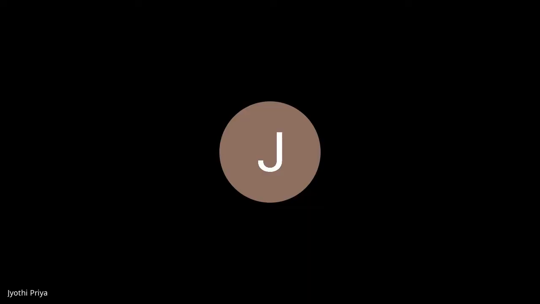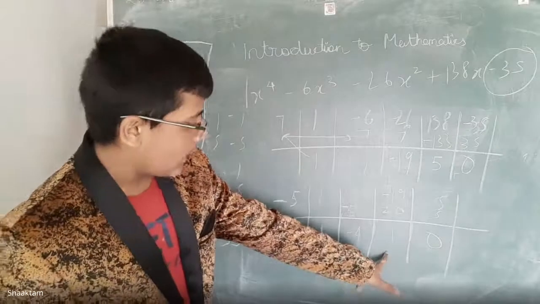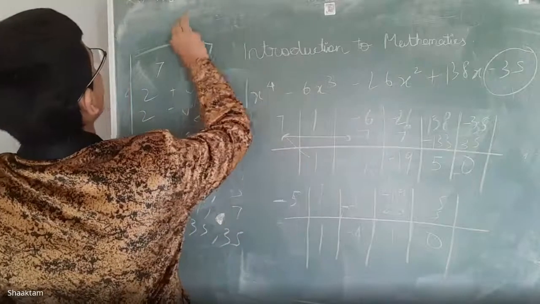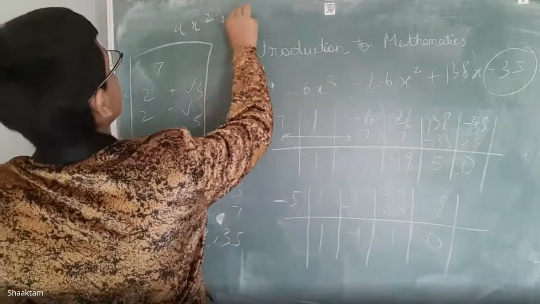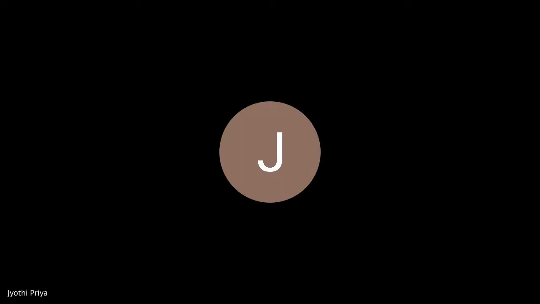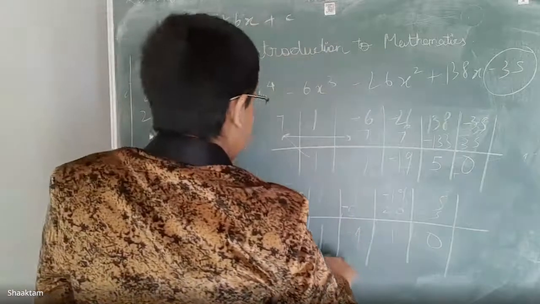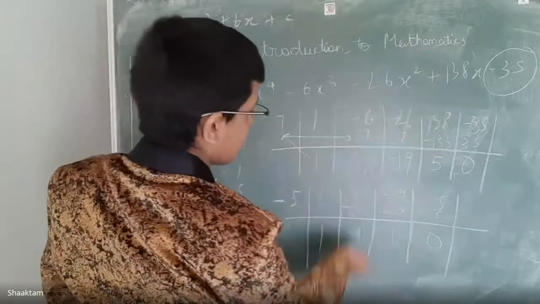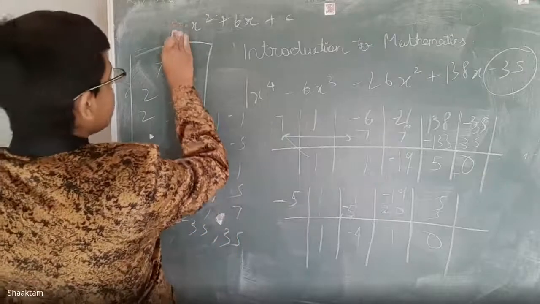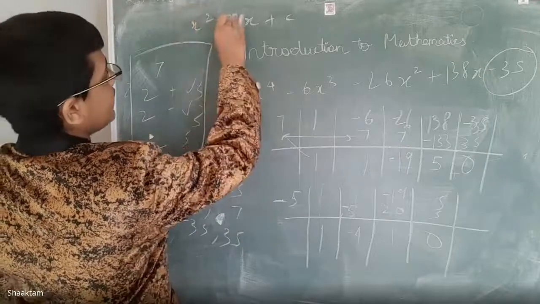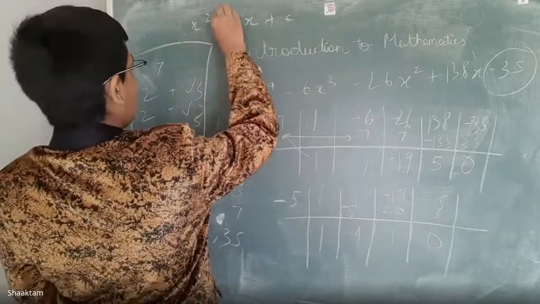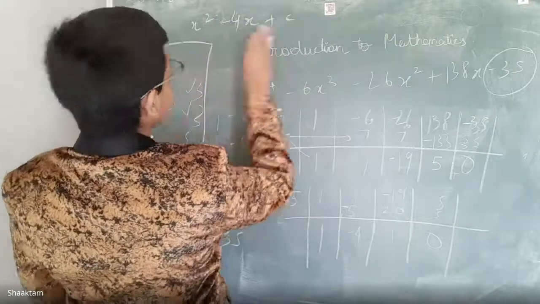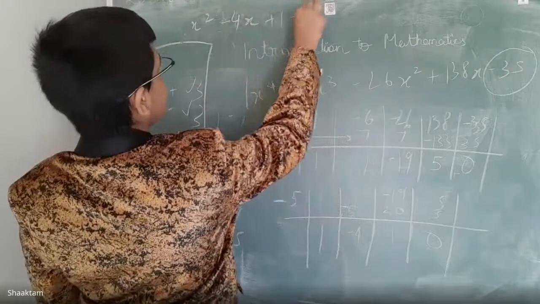Now when you have 1, minus 4 and 1, we know that the standard form of a quadratic polynomial is ax square plus bx plus c, right? So now, since you have 1, minus 4 and 1, you can replace a, b and c with 1, minus 4 and 1 respectively. So what you get is 1x square, which is x square, minus 4x plus 1. Now equate this to 0.